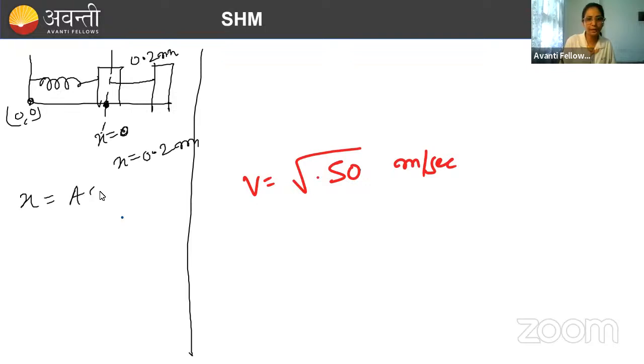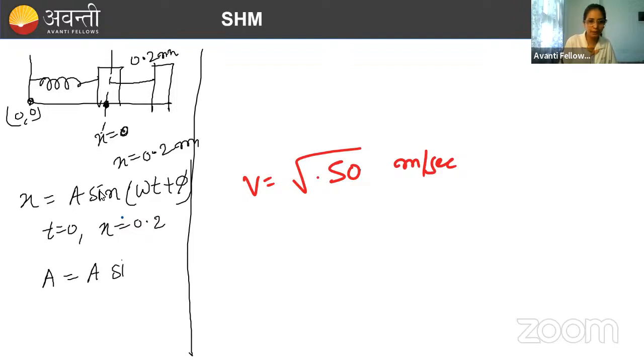I'm going to write the equation of SHM. So x equal to a sin. In general, we write the SHM equation like this. Calculate the value of phi. For that we put t equal to 0. So at t equal to 0, what is the value of x? 0.2 meter. That is equal to the amplitude only. So x becomes equal to amplitude, right? At t equal to 0, sin phi equals 1. So what is the value of phi? Pi by 2. That means my equation of SHM will be x equal to a cos omega t.